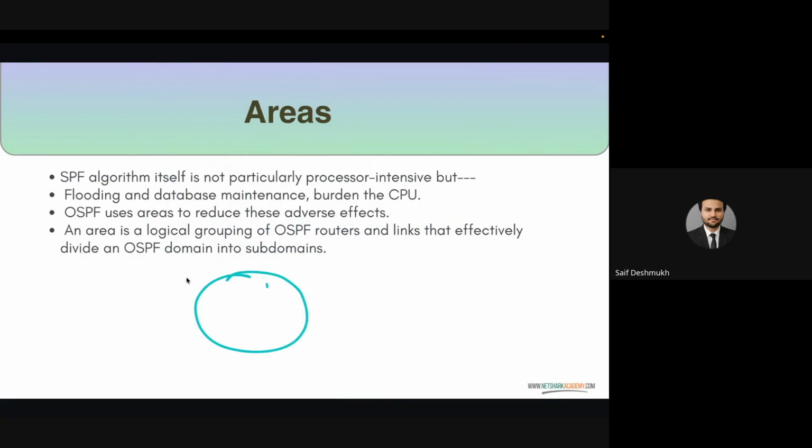So OSPF uses areas to reduce those adverse effects. By default, you're going to have area 0 in the beginning. All routers in that area will have very detailed database information. They know about their links, they know about the state. Even though it's a link state protocol, they don't know that much information about the routers in the other area, except some exceptions, specialized routers called border routers, or area border routers.